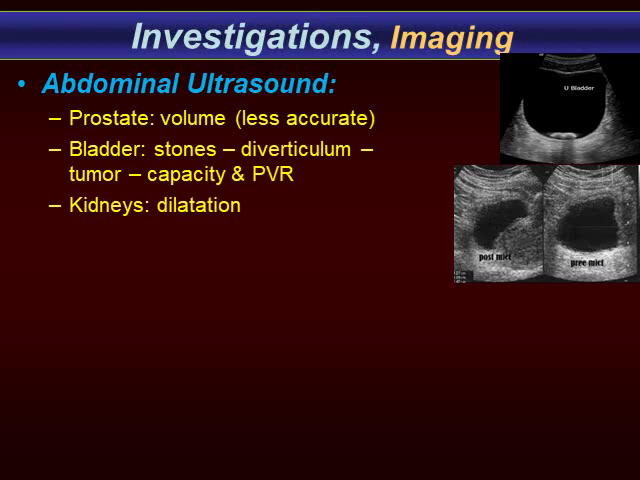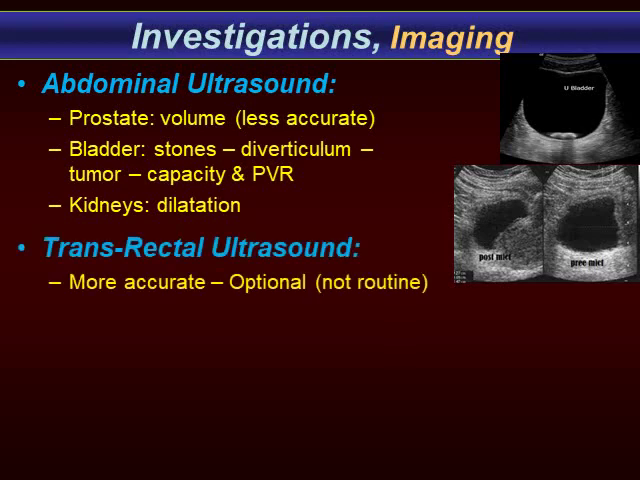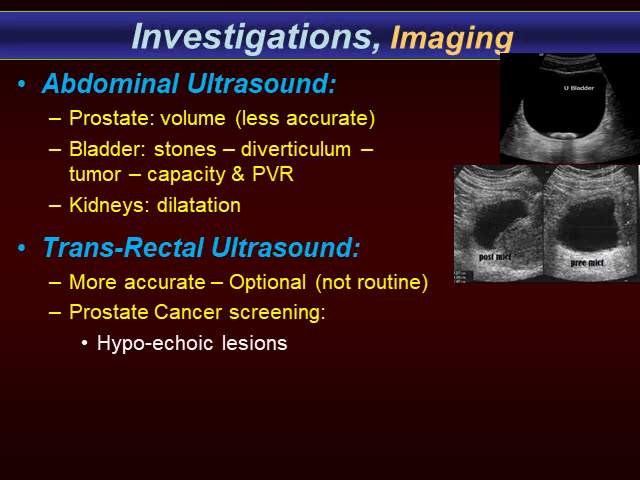I could see a stone here in the bladder. I could measure the urine volume in the bladder before and after urination. If there is a high post-void residual, it will be evident on ultrasound. Another tool, but it's optional because it's more painful or more complicated than abdominal ultrasound, is transrectal ultrasound. It measures the prostate volume very accurately, and it has a very important role in screening and detecting prostate cancer. Prostate cancer appears as hypoechoic lesions in the transrectal ultrasound. Also, it's very helpful in obtaining guided biopsy from these lesions.